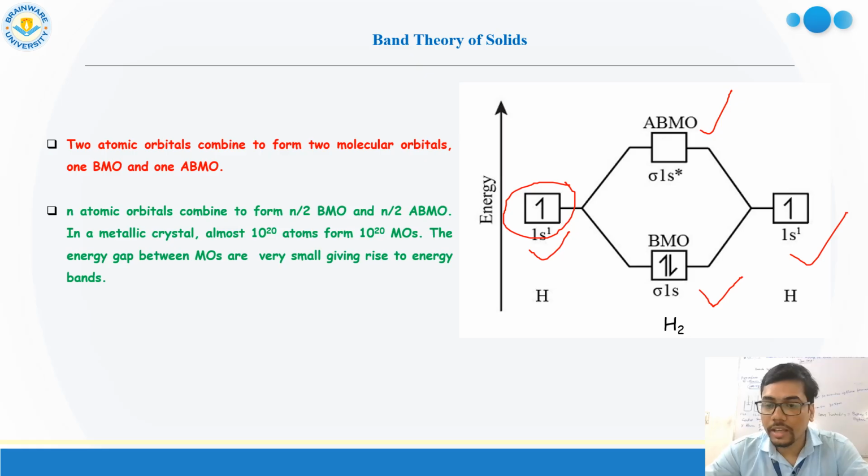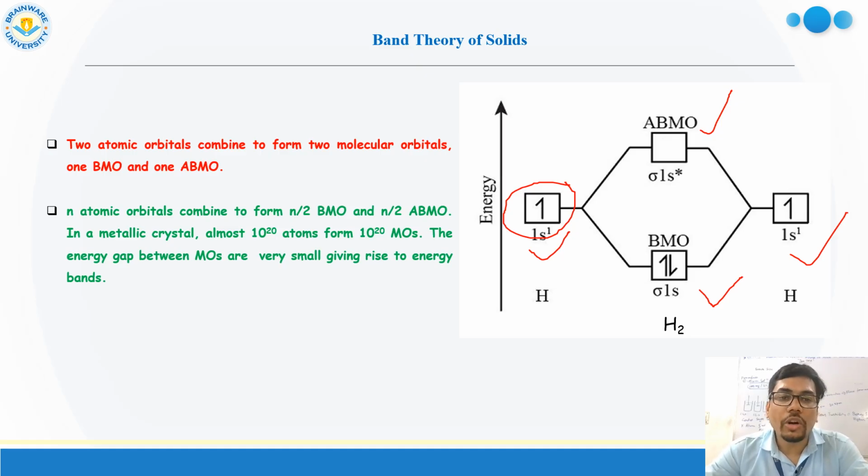So from this we can say that if two atomic orbitals combine, then two molecular orbitals are formed. Okay, so if n number of atomic orbitals are combined, then n number of molecular orbitals will form, and among these, n by 2 will be the BMO and another n by 2 is the ABMO, anti-bonding molecular orbital. So the normal H2 molecule is okay, there are only two hydrogen atoms.